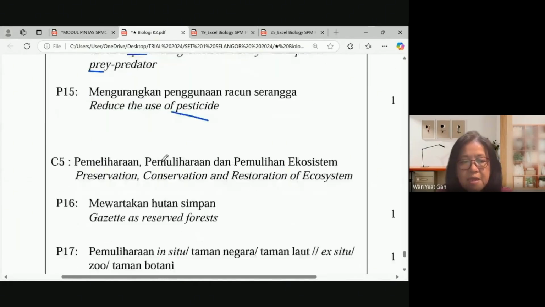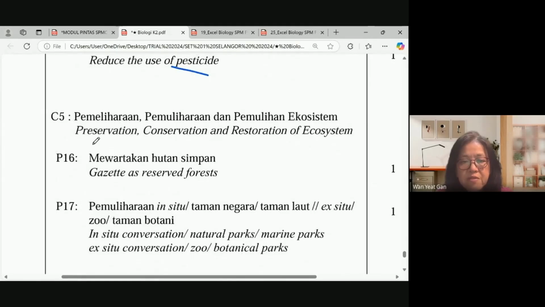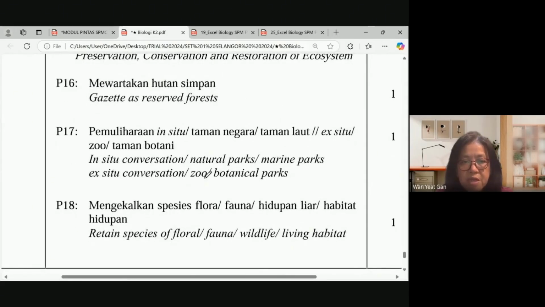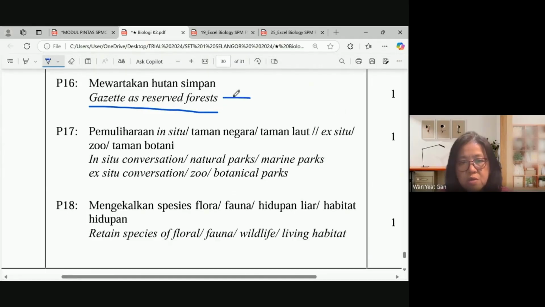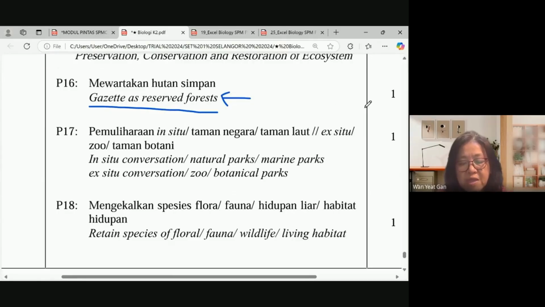Okay, and finally, preservation, conservation, and restoration. These are three methods that we can use to ensure environmental sustainability. Now, the word preservation here means we gazette a forest reserve. So we do not allow any intrusion to the place. We protect and maintain the place so that it will not be disturbed by human activities.